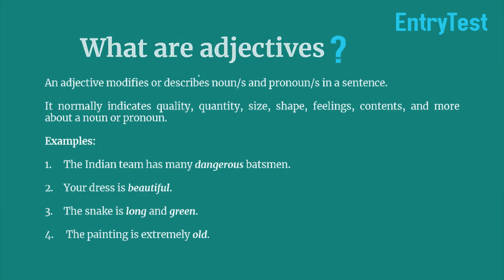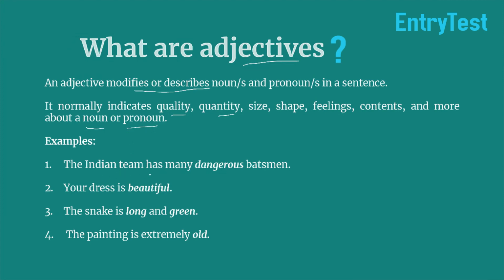First things first, what are adjectives? So friends, adjectives are simple words which modify or describe nouns and pronouns in a sentence. किसी भी noun और pronoun के बारे में जो भी ज़्यादा information देते हैं उन्हें हम adjective कहते हैं. So they generally indicate some quality, quantity, size, shape, feeling, content, and some more information related to your noun or your pronoun. Okay, so let's see some very simple examples जिससे आपको और समझने में आसानी होगी.